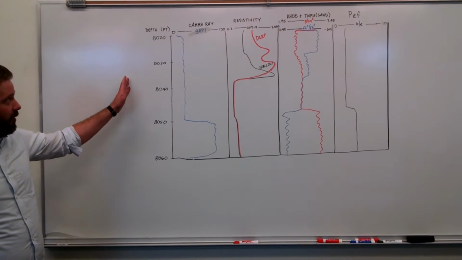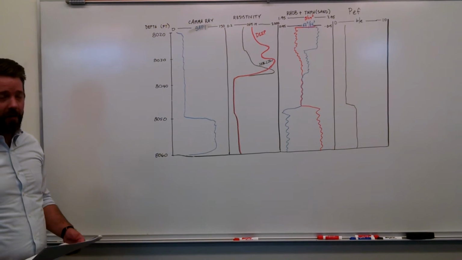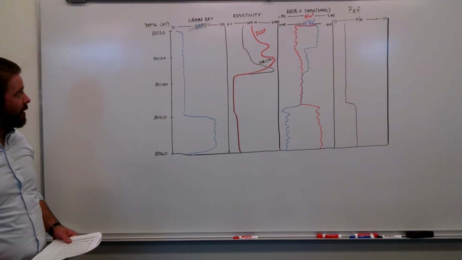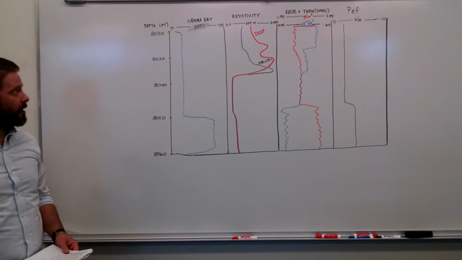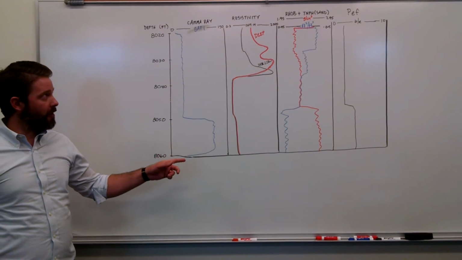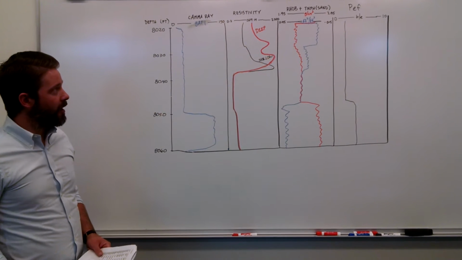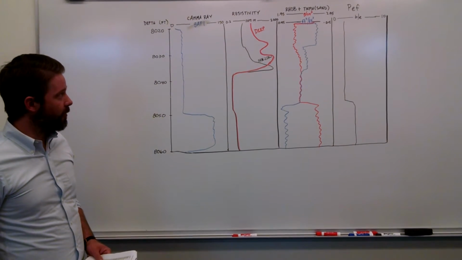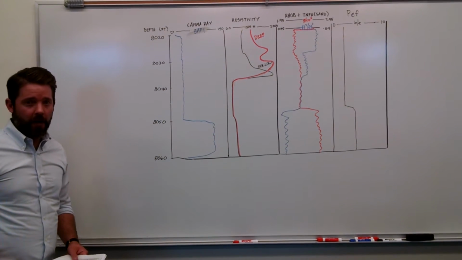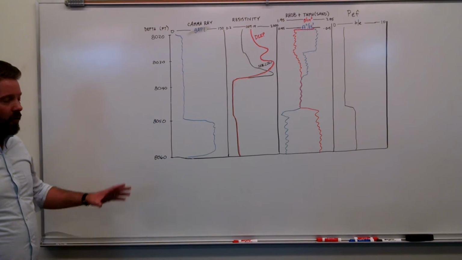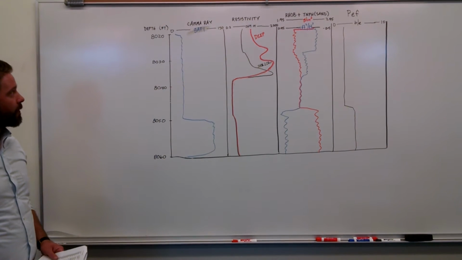So at first, we're going to look at the 4 different types of logs and the log response from the depths of 8020 to 8060. We have a gamma ray plot, a resistivity plot, a density porosity and neutron porosity plot, and a photoelectric log on the right. So working from left to right, we're going to analyze what's going on in this formation.